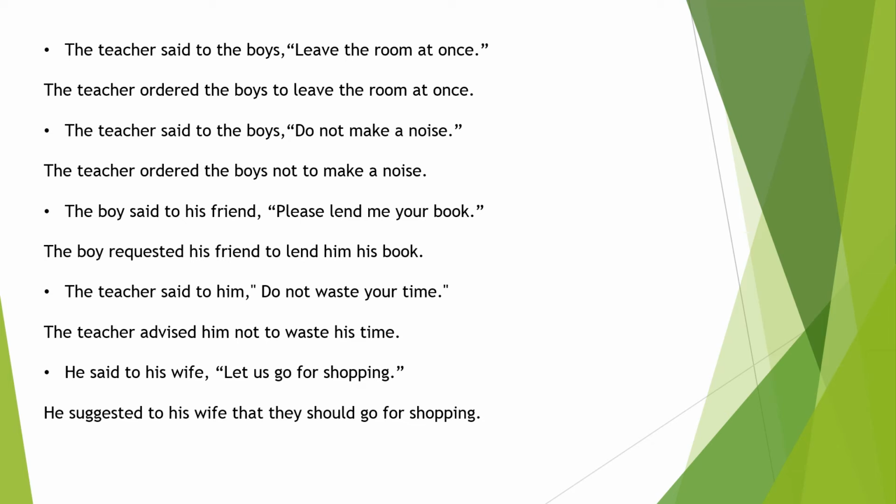After the omission of inverted commas, we use "to," and the remaining sentence will come as it is. Next sentence: The teacher said to the boys, "Do not make a noise." Again, it's an order, but it's a negative order. So we can change it in two ways. The teacher ordered the boys not to make a noise. "Not" is placed before the word "to."